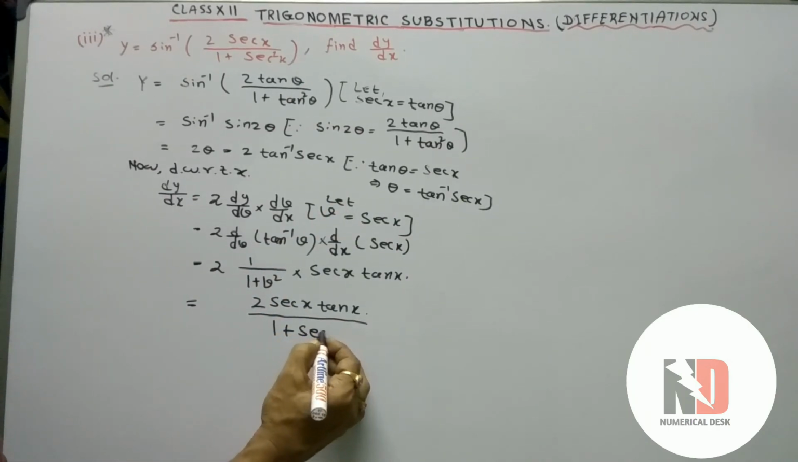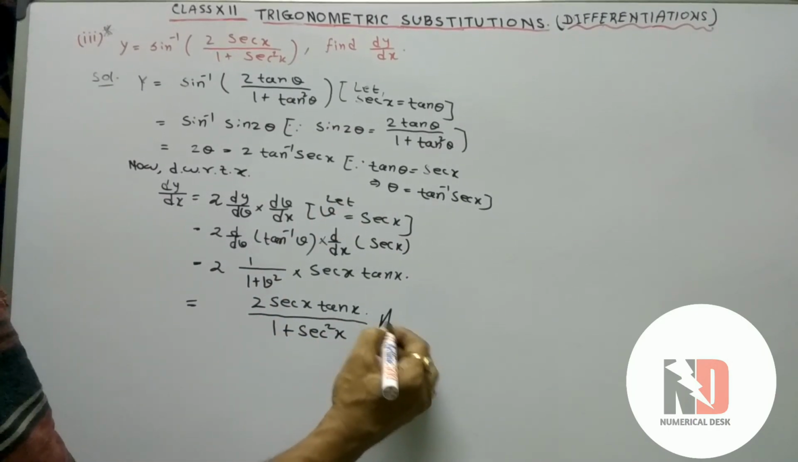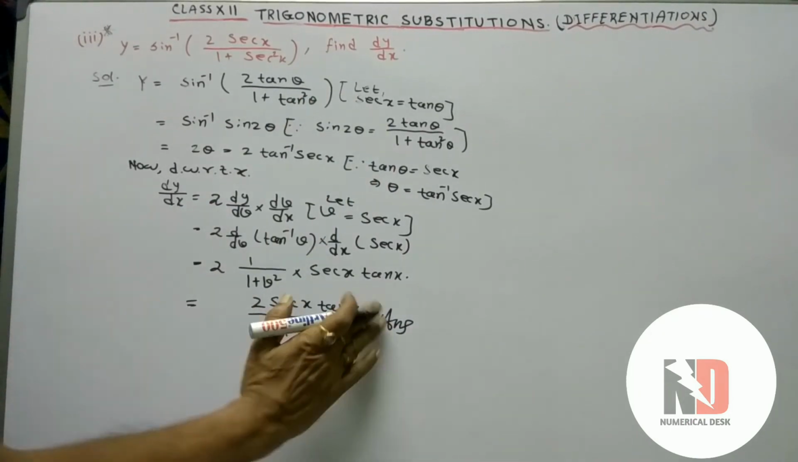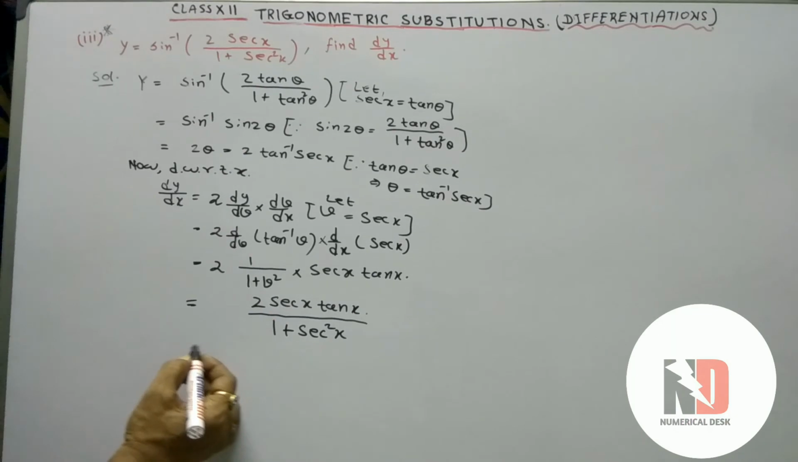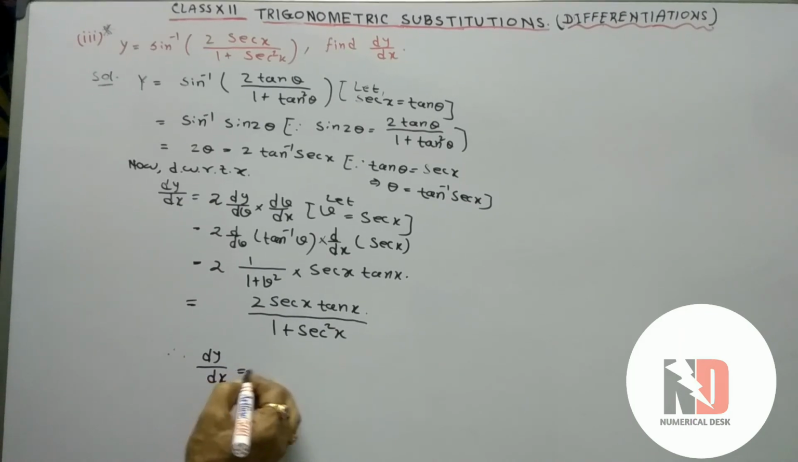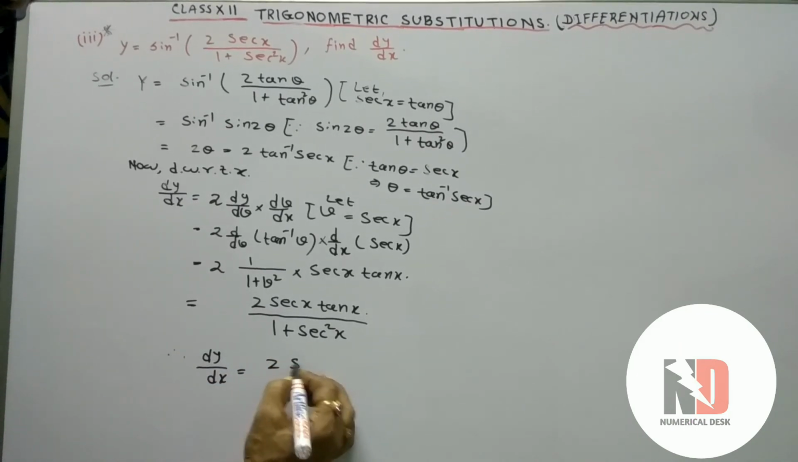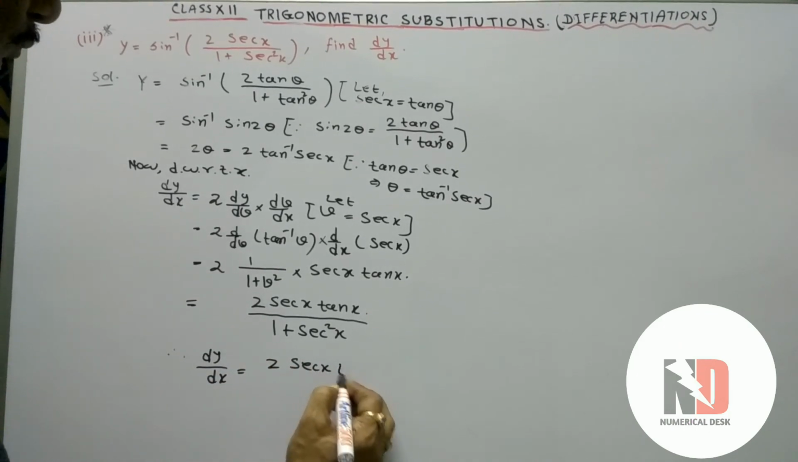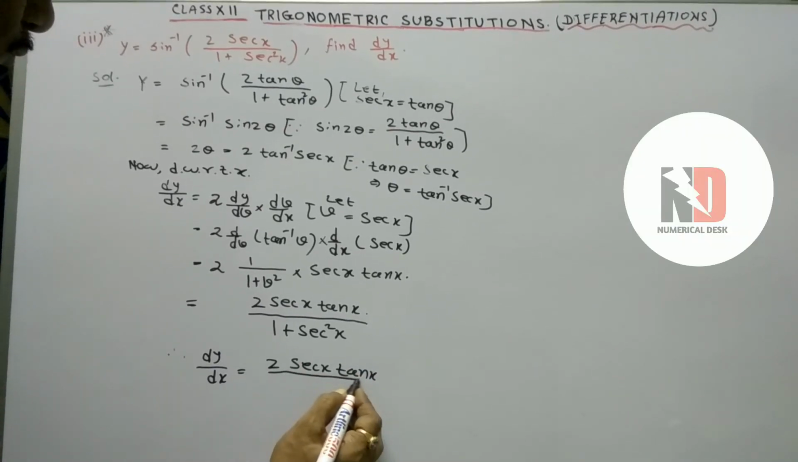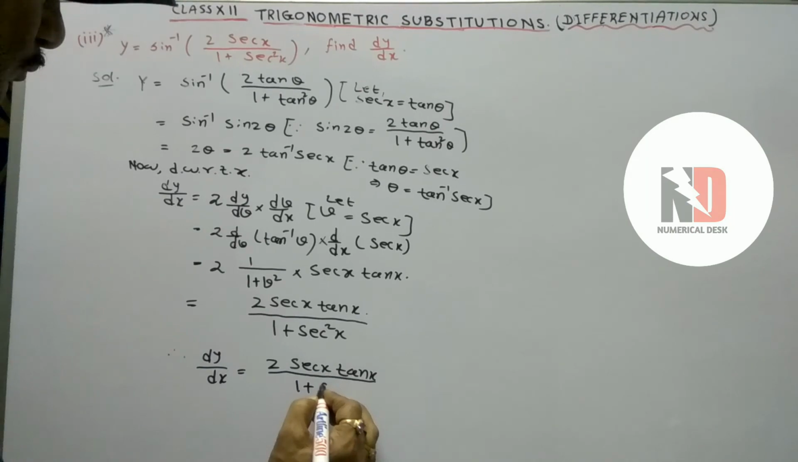I think nothing more can be done before this. This is the answer. This is a very interesting sum. So dy by dx we get finally, writing it clearly in the answer, 2 sec x tan x divided by 1 plus sec square x.